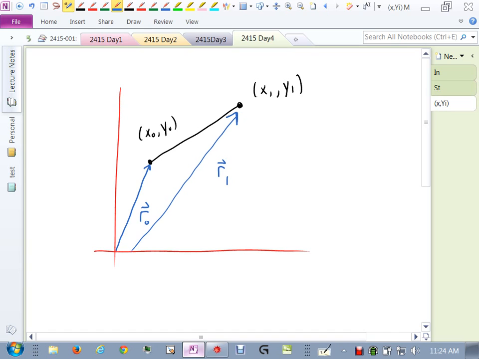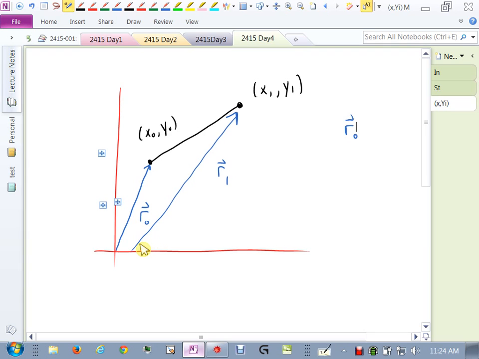If I just want to draw this line segment, and I don't want to go forever, how could I draw this point right here? Just this point. How could I draw that? By drawing just what vector? What's the vector that would get me just to here? R0, right?